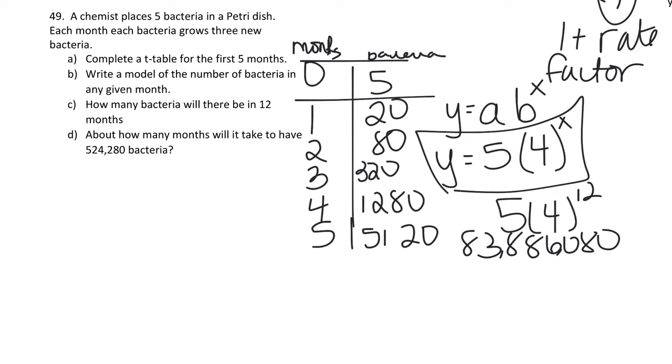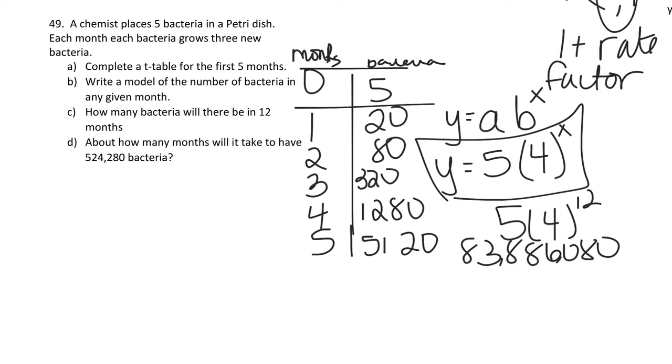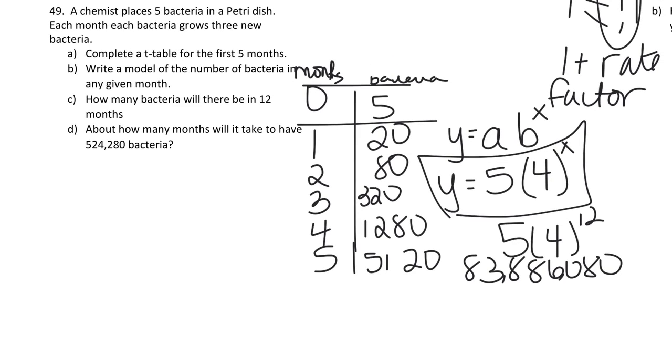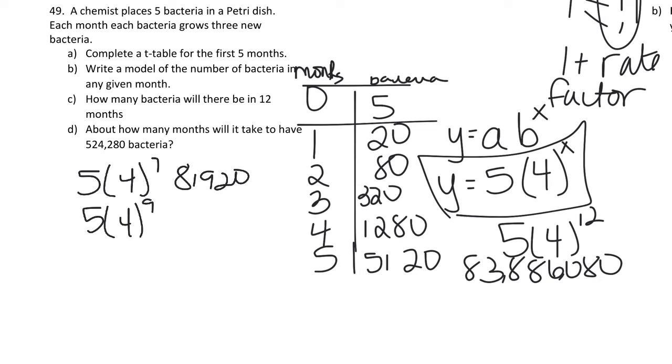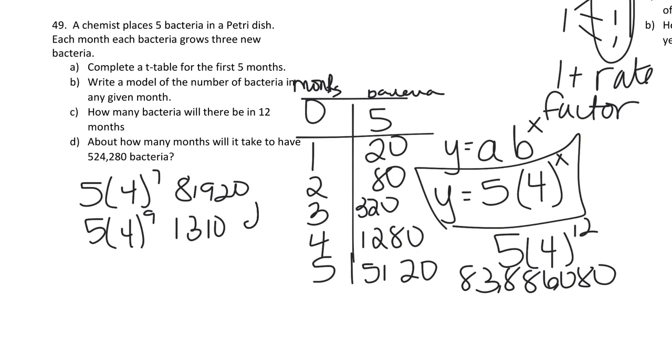Let's try like 7. So in my calculator, I'm going to do 5 times 4 to the 7th, let's say. That's 81,920. 5 times 4 to the 9th. Let's try that 9th. 1,310,720.